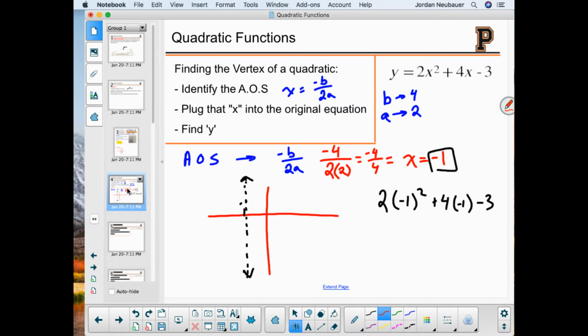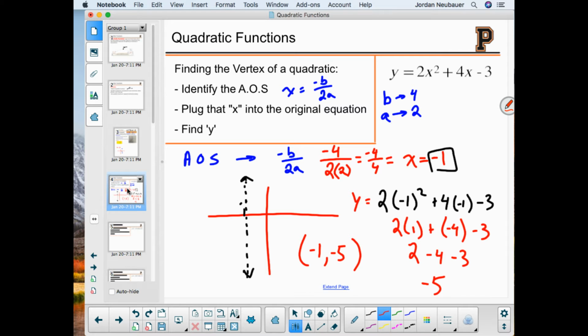This would be negative 1 squared, which is 1, plus negative 4 minus 3. That's going to be 2, let's just simplify this, minus 4 minus 3. And that would tell us, let's see, negative 2 minus 3, that's negative 5, would be the y value when you plug negative 1 in for the x value, right? So the coordinate negative 1, negative 5, then is the vertex of this parabola, okay? So negative 1, negative 5, probably going to occur somewhere right down here.